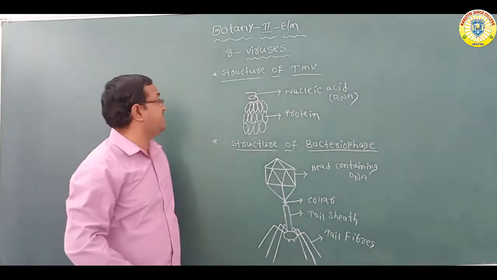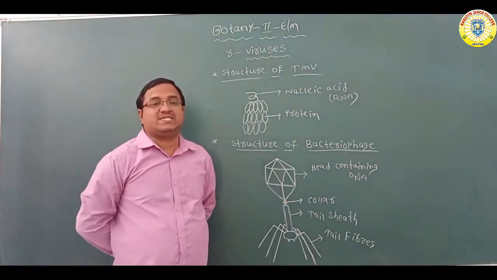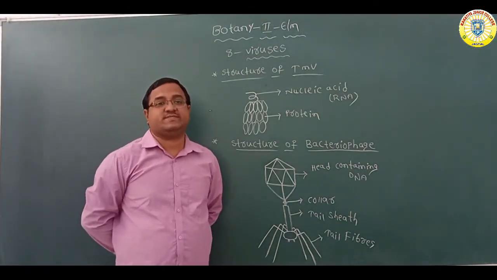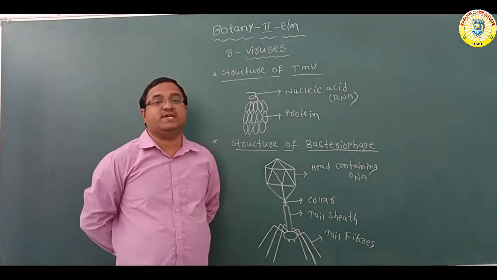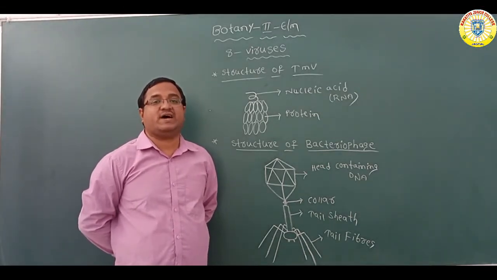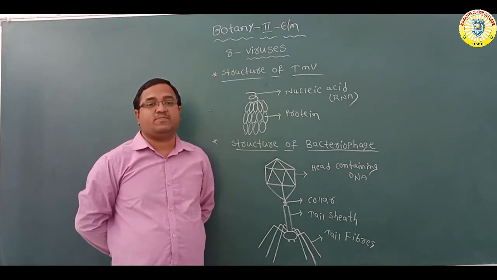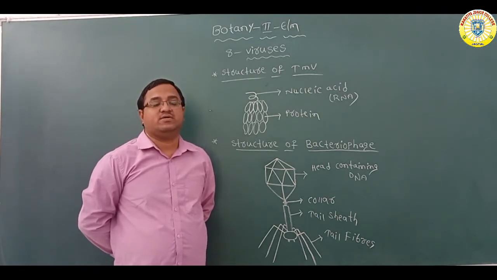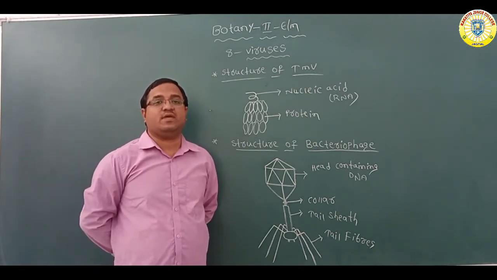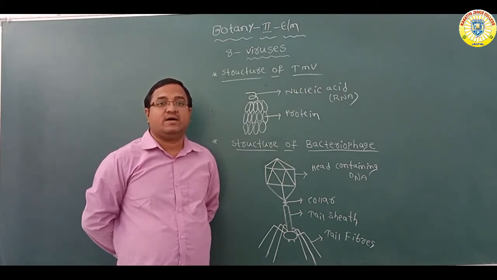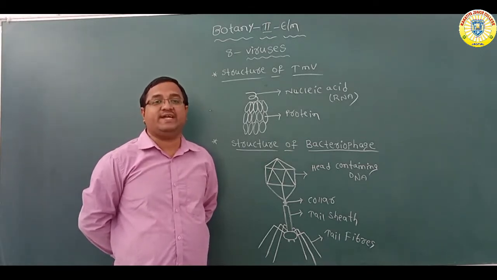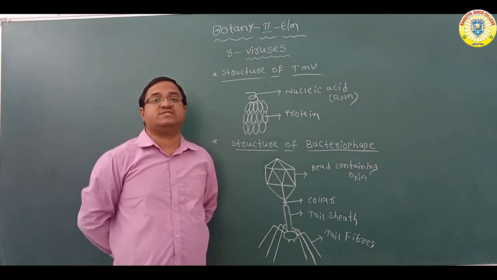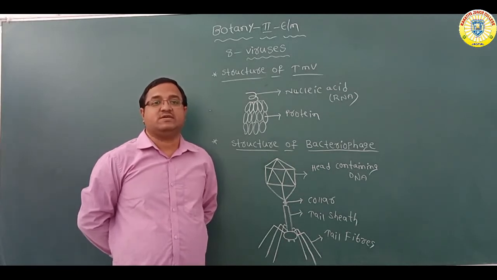In the last class we discussed up to the structure of viruses. Some viruses have a helical structure, some are complex viruses, and some have a polyhedral structure. Especially the bacteriophages show polyhedral symmetry on the head and helical symmetry on the tail. So these bacteriophages are complex viruses.